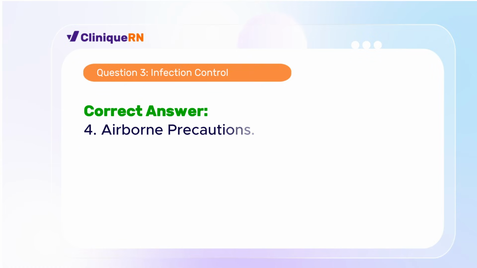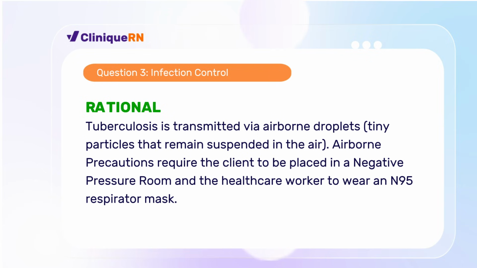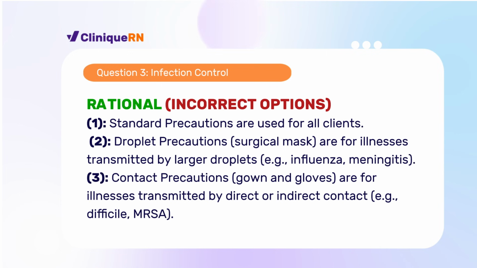The correct answer is 4. Airborne precautions. Rationale: tuberculosis is transmitted via airborne droplets, tiny particles that remain suspended in the air. Airborne precautions require the client to be placed in a negative pressure room and a healthcare worker to wear an N95 respirator mask.